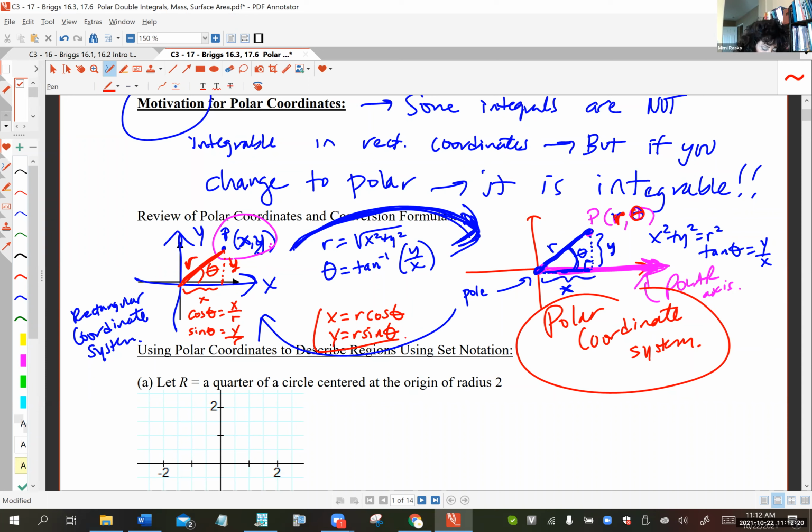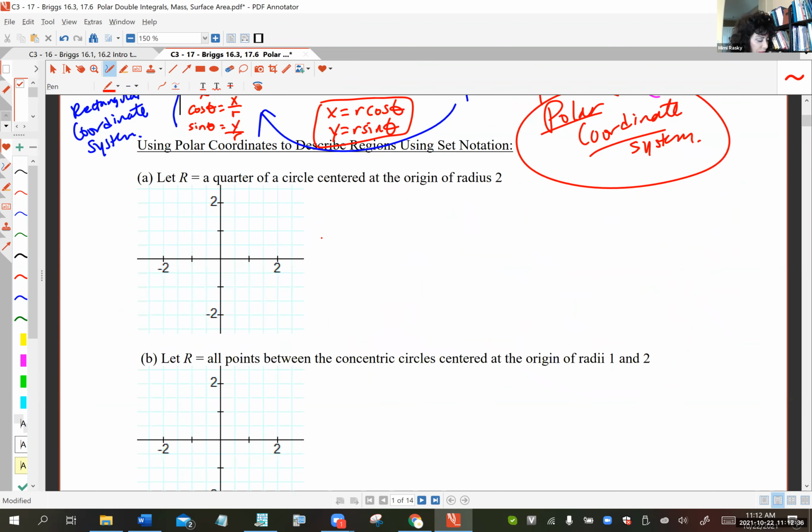So these are the two conversion formulas to get you from the world of polar back to rectangular, and then you have the other two conversions to get you from rectangular to polar. Voila, there's your review. We'll do a little bit more, don't worry. You're not ready to do double integrals yet. I'm going to do some preparatory work.